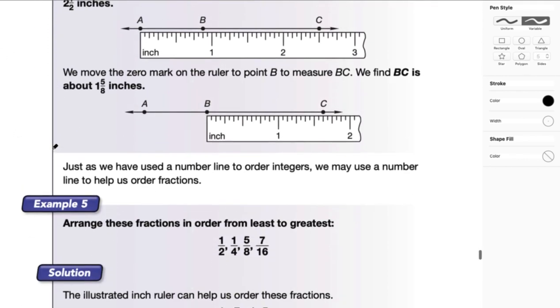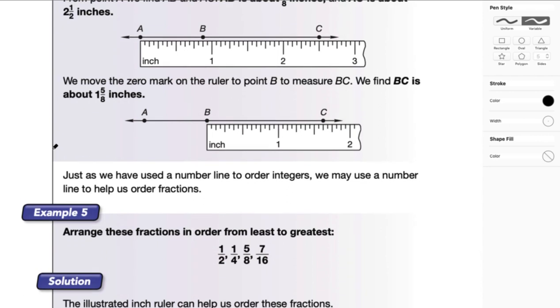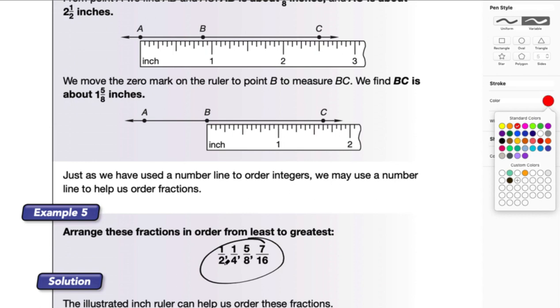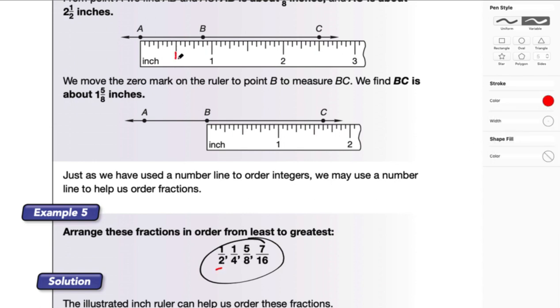So with that in mind, we're going to take a look at arranging fractions in order, which is something that we should know how to do. Probably one of the best ways to do this, and what they want us to do, is to use this ruler, which is fine. I'm going to label this in red so we can see a differentiation. So 1/2 is here. 1/4 is here. 5/8, so these are eighths: 1, 2, 3, 4, 5. 5/8 is here. Put a little arrow there.